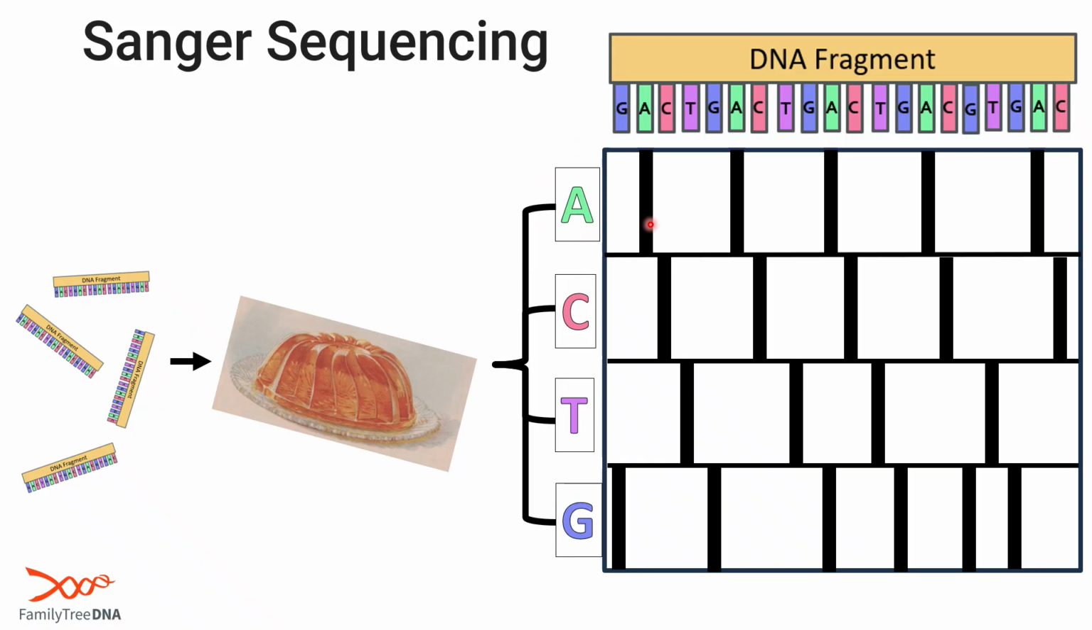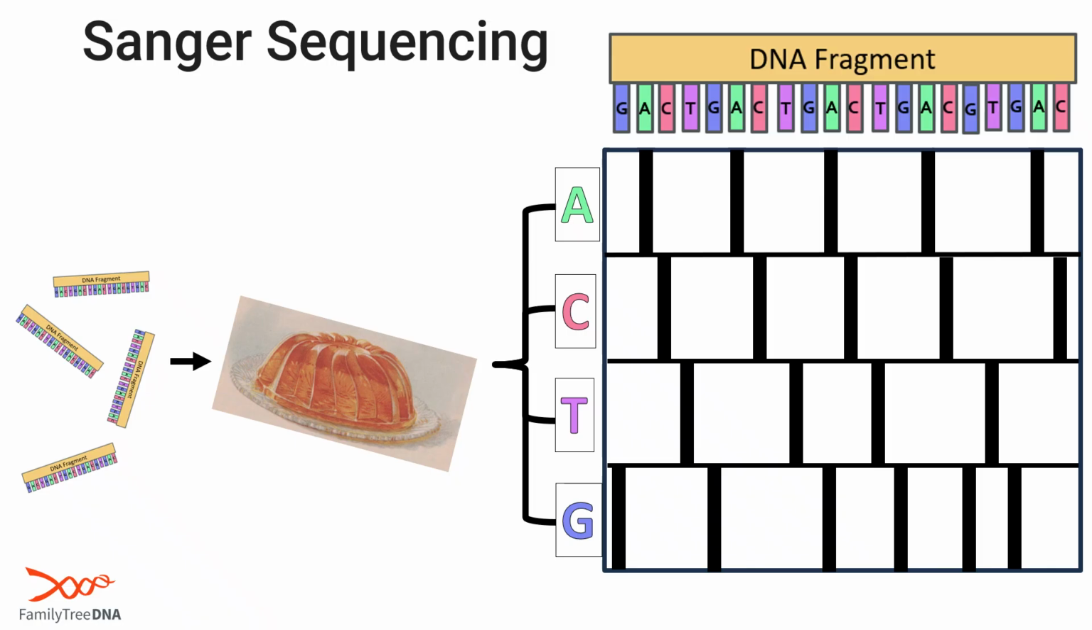So the A channel is only going to make a little tick mark here where it sees A's, and then the C only where it sees C's, and so on. So you're able to read this, and based on what marks you see in which channel, you're able to reconstruct what that sequence is based on where that fragment starts. And this has proven to be incredibly reliable. Sanger sequencing has something like a 99.99% accuracy rate.